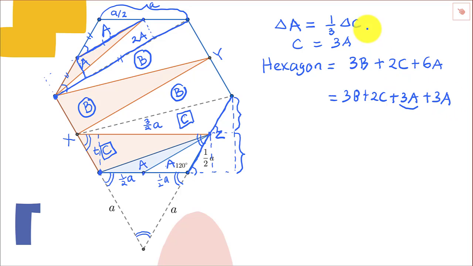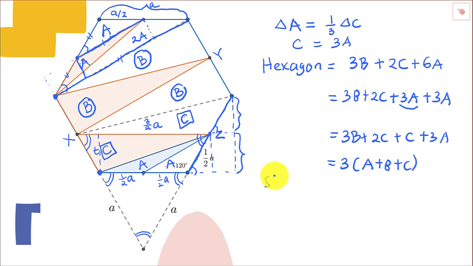And we can replace this 3A by C. So we have then 3B plus 2C plus C plus 3A, which is 3 times A plus B plus C. So the area of the shaded region is A plus B plus C, and the total area of the hexagon is 3 times the shaded region. Therefore, the shaded region is 1/3 of the whole hexagon.